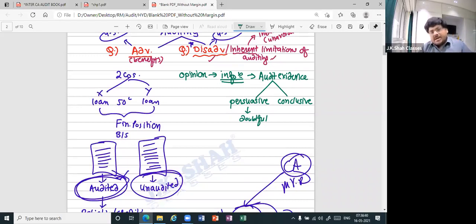Now, what do you mean by conclusive? As the name suggests, conclusive evidence. I know this. It means there's no doubts. No doubts. Okay. Let us take an example to understand. First, doubtful information, persuasive.